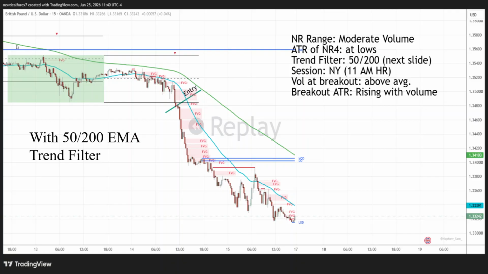And in terms of the trend filter, like I said, this green line is the 200 EMA and this blue line is the 50 EMA. So we can read this as a technical downtrend. If it's a technical downtrend, we only trade short breakouts. But do you need a trend filter? Not really. But can it help? Yeah, sure. Why not? If you just want to use the 50, that's fine. If you just want to use the 200, that's fine. If you want to use something else, that's fine too. It's up to you.